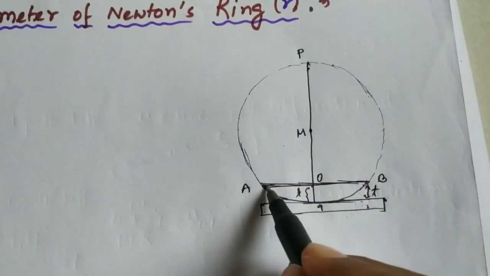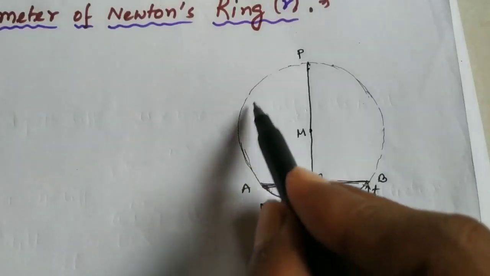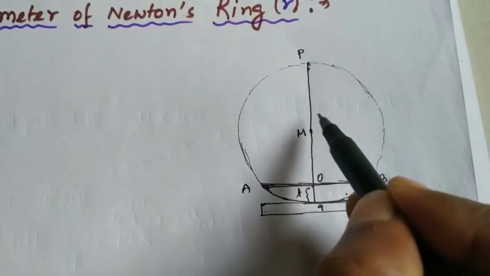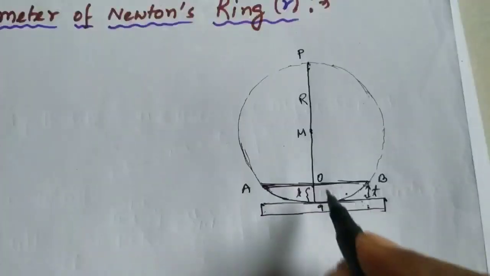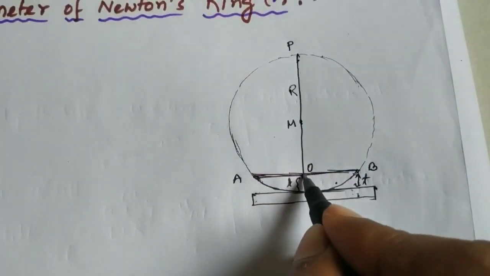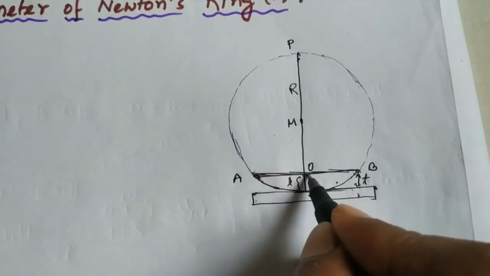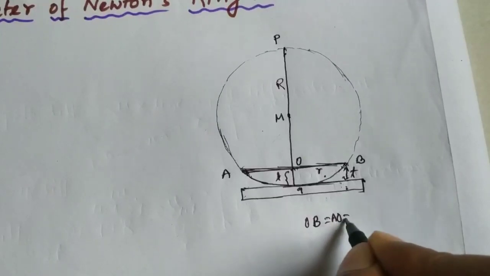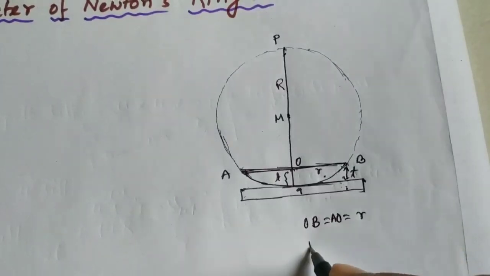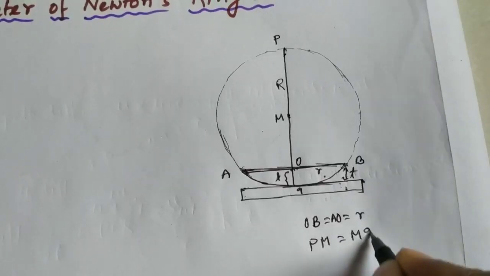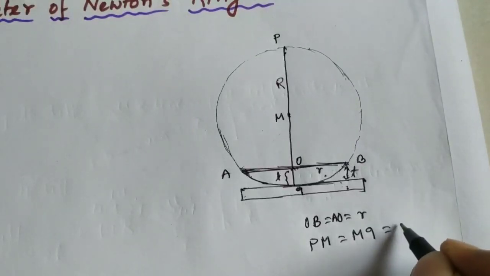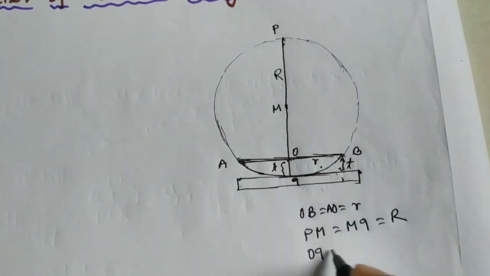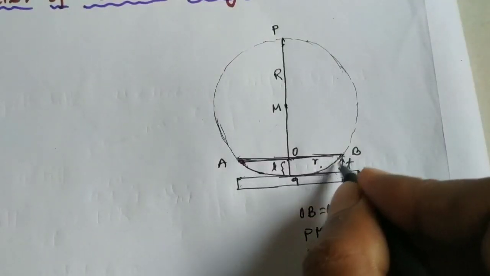Now this plano-convex lens is part of this circle, which has the center at M and the radius capital R. The radius of this Newton's ring is smaller r. So OB equals AO equals small r, and PM equals MQ equals capital R, and OQ equals t, which is the thickness of the thin wedge film.